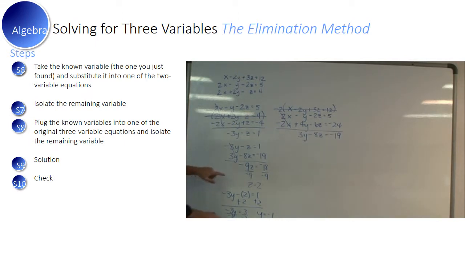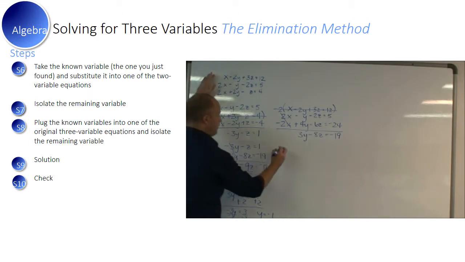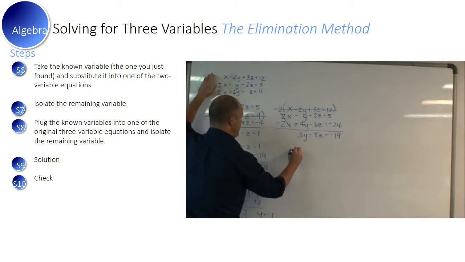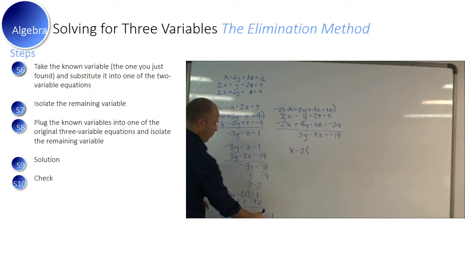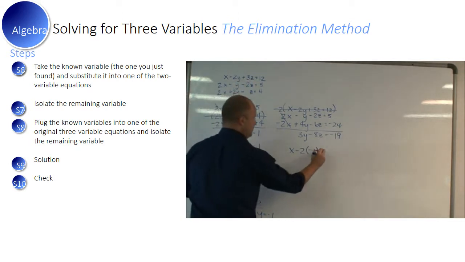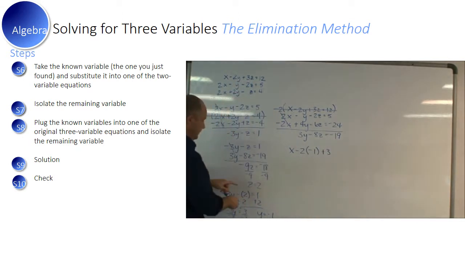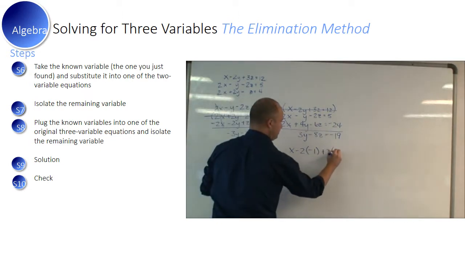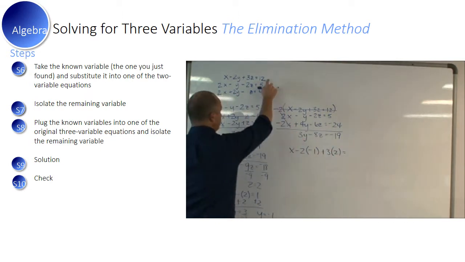So we're going to take these two now and plug them back into one of the original 3 equations. We'll go ahead and choose the first equation because x does not have a coefficient on that one. So we're going to rewrite this as x minus 2 times y, where y is equal to negative 1, and then plus 3 times z, where z was equal to 2, and then set that equal to 12.